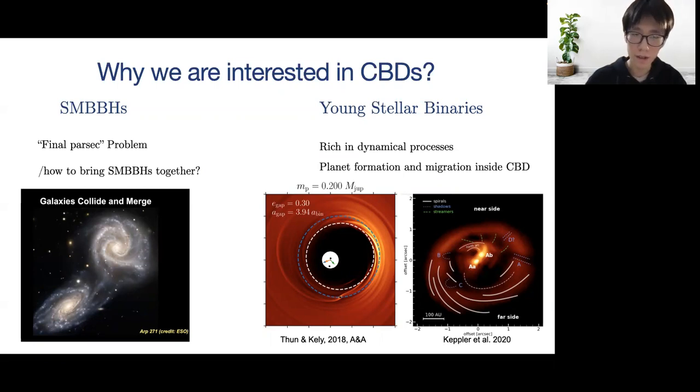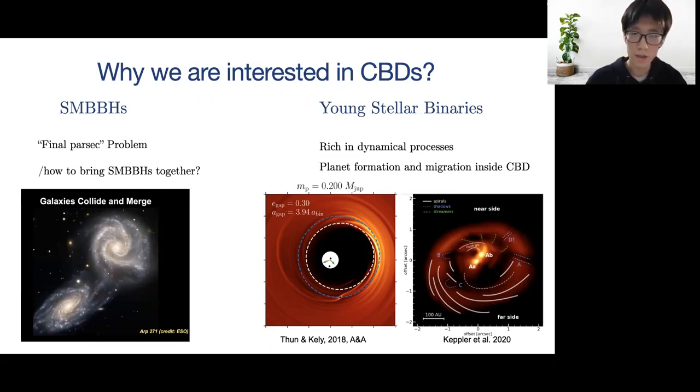This is called the final parsec problem. Previously people thought the binary would merge very fast, within 1 million years or so, but later simulation results found that it is actually quite difficult for a supermassive black hole binary to merge when their separation is around 1 parsec. The circumbinary disk is proposed to solve this problem, because the presence of a circumbinary disk can extract angular momentum from the binary and cause the binary to merge.